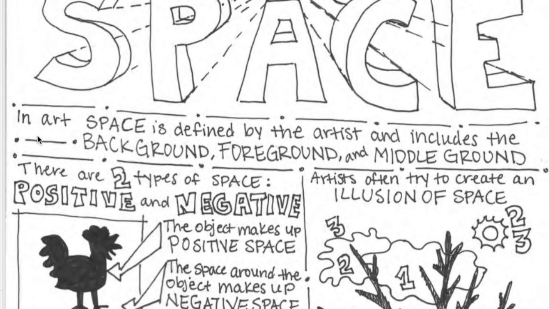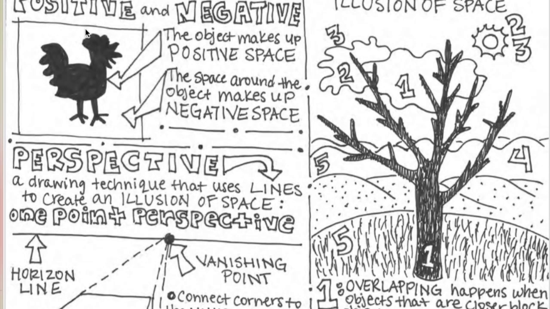The first page says, in art, space is defined by the artist and includes the background, foreground, and middle ground. There are two types of space, positive and negative. The object makes up the positive space, so the chicken makes up the positive space here. The space around the object makes up the negative space, so all this space back here is called the negative space. And we kind of looked at this before when we did our face-based drawings. We looked at positive and negative space before, so that should be a little bit of review.